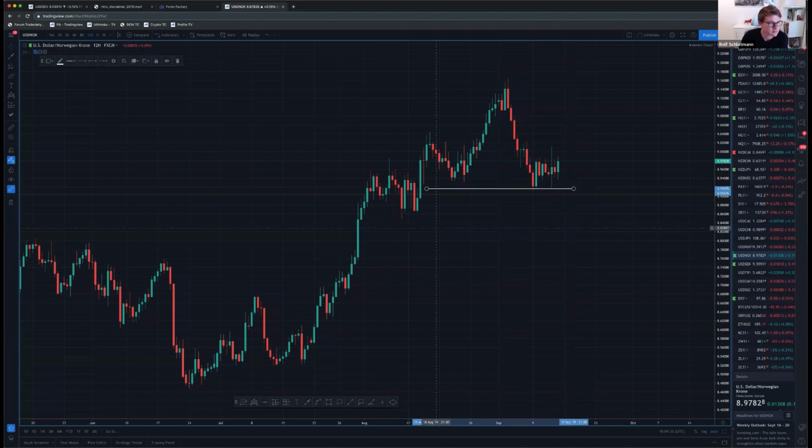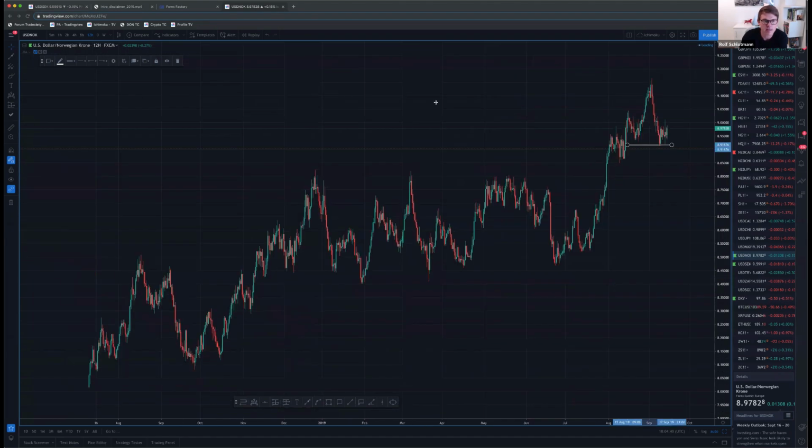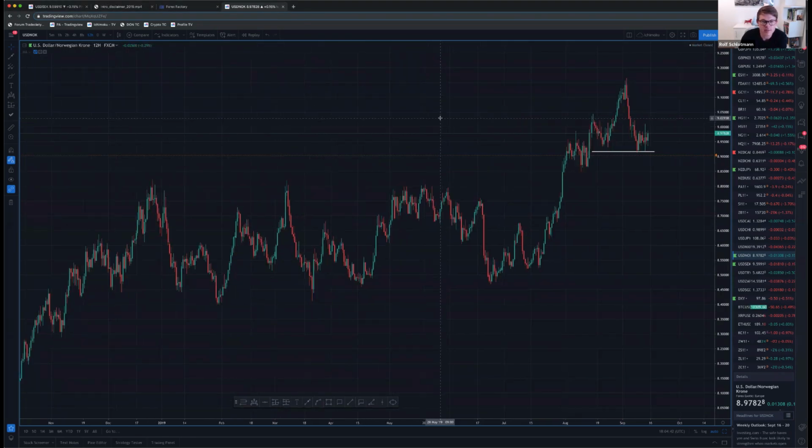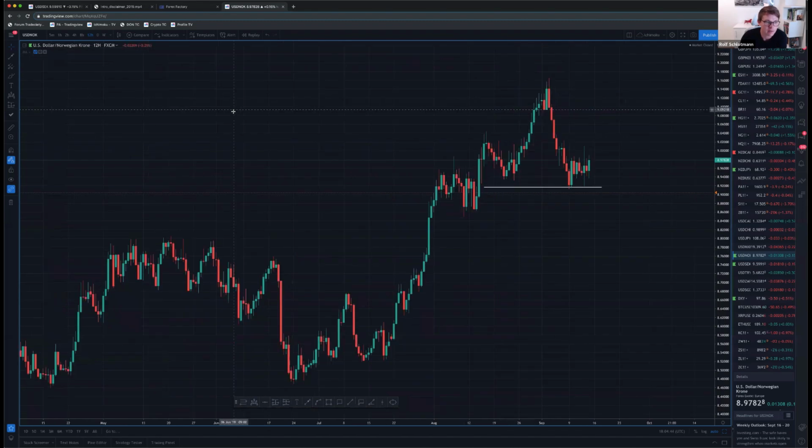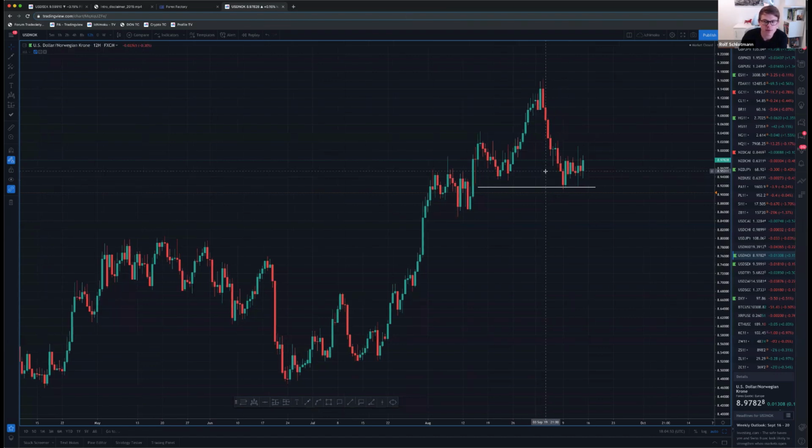Do you start your analysis on the weekly time frame? I am not a very big fan of multi-time frame analysis. I don't do it at all. I just stay on the time frame. If I see a pattern on the 12-hour on the Norwegian krona, I will trade it on the 12-hour. I don't need to see what is happening on the daily or on the weekly.